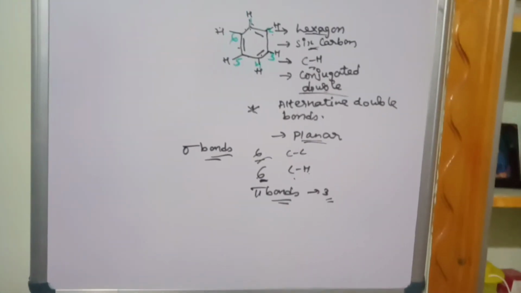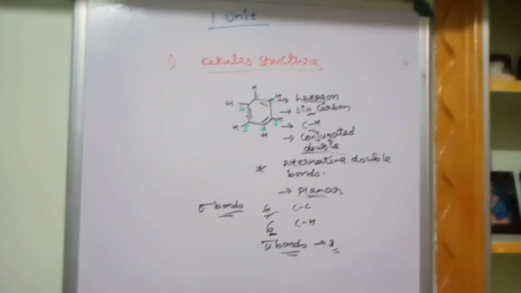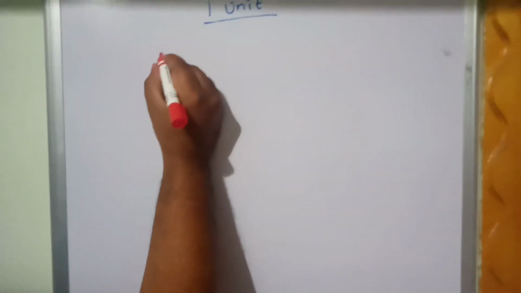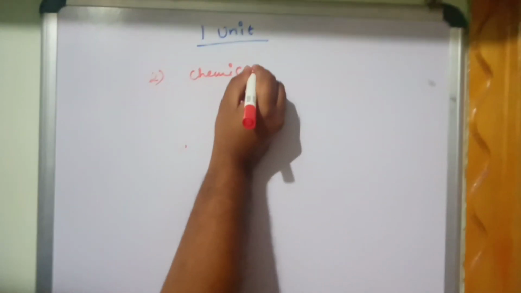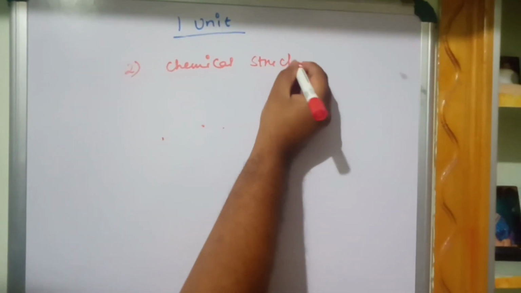Now let us see the other concept. The second concept is chemical structure. What you have to understand here is chemical structure. So what is a chemical structure?